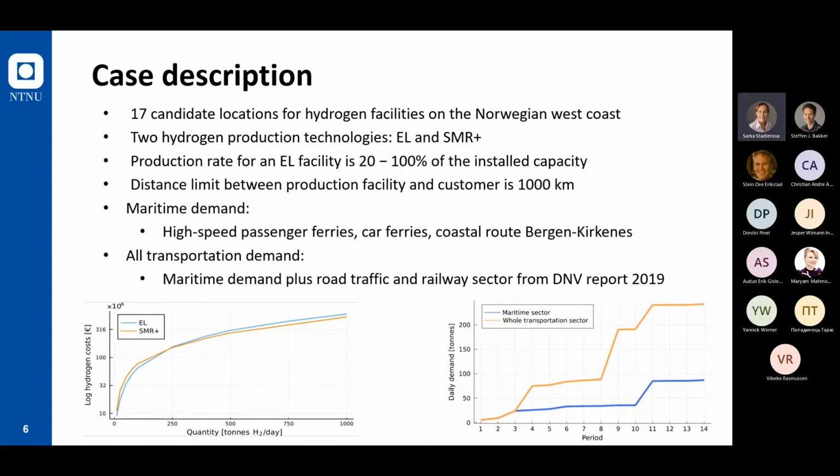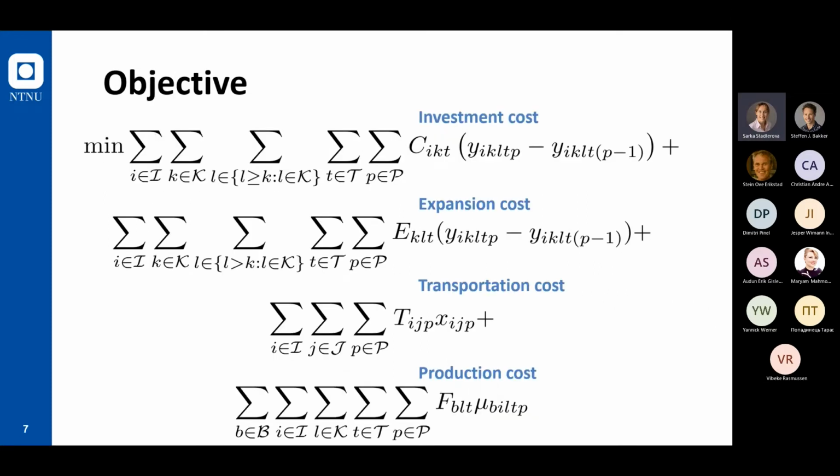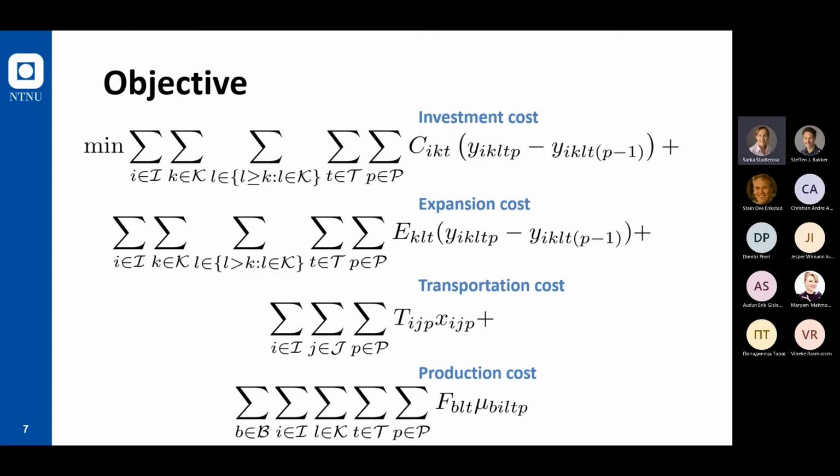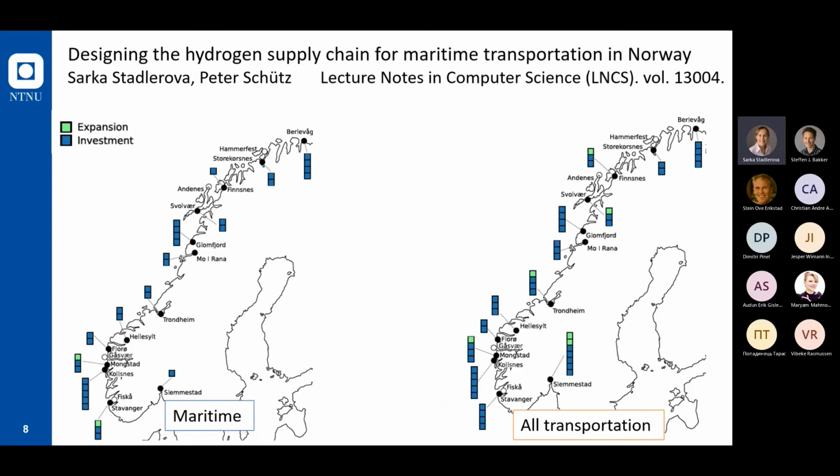And now I will show you our objective. We have a minimization problem. So the goal is to minimize investment costs, expansion costs, transportation costs, and production costs while satisfying demand in each period. And now we can move to our first result.